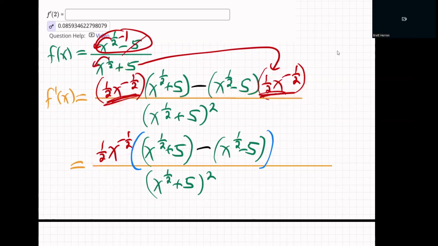Now, at this point, can we cancel those or just cancel this and one of those powers? No, none of that because it's subtracted. Remember, we can only cancel a big important rule to make it through calculus.